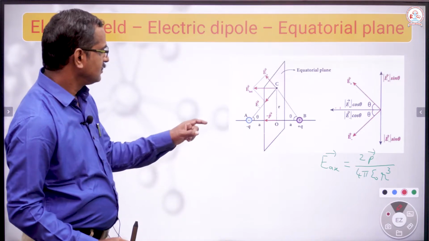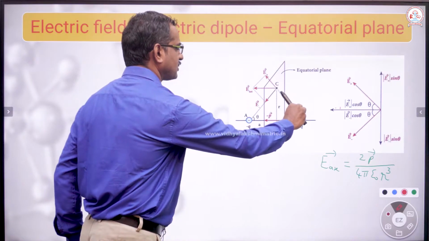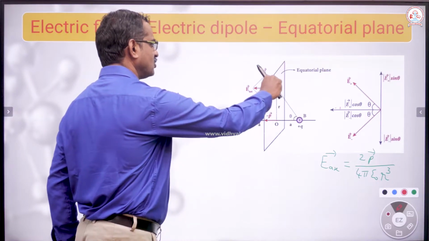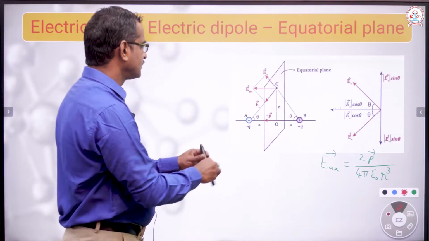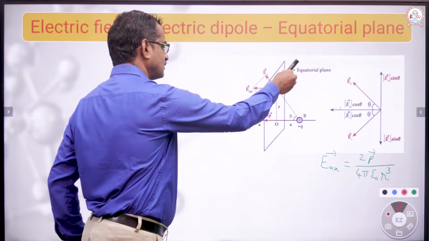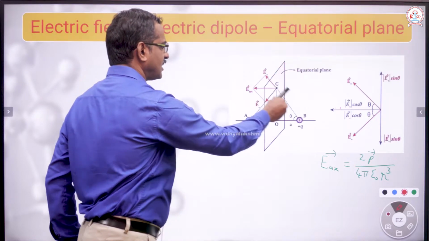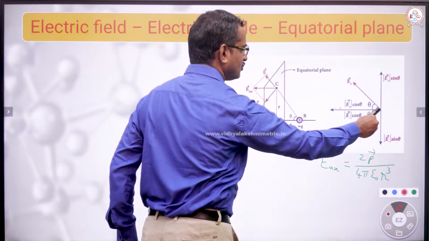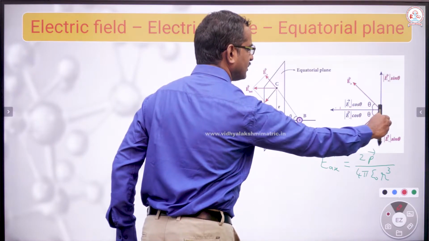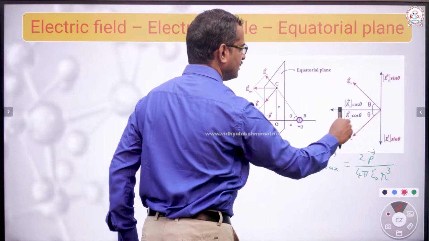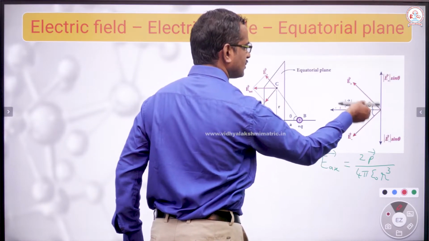Similarly, for the positive charge the electric field is acting along this direction, starting from the positive charge and going outward. Due to the negative charge, minus q, the electric field will act towards the negative charge, along this direction. This electric field is also resolved into sin theta and cos theta components. This is theta, therefore this is the sin theta component and this is the cos theta component.